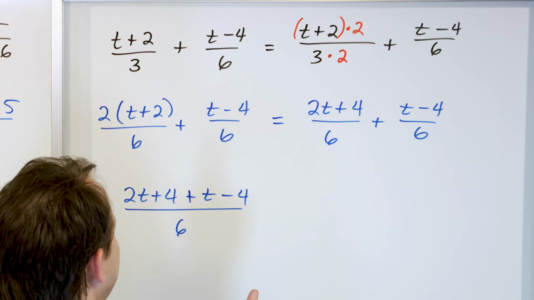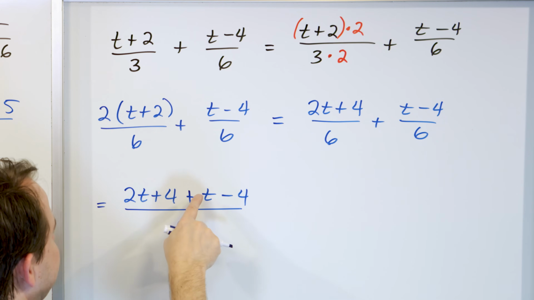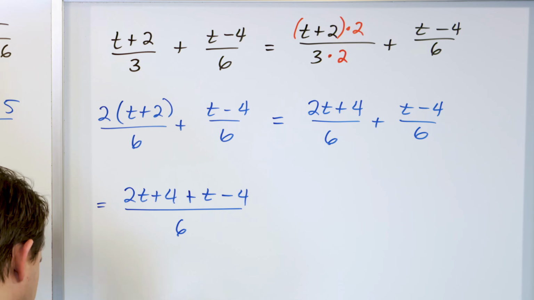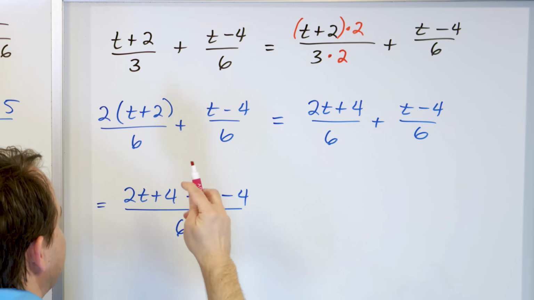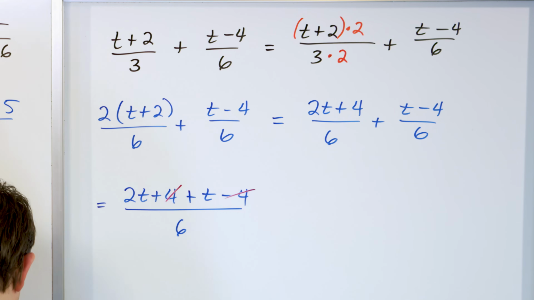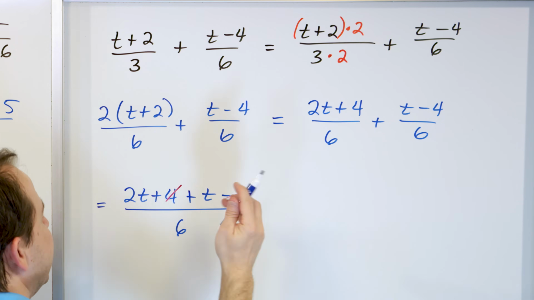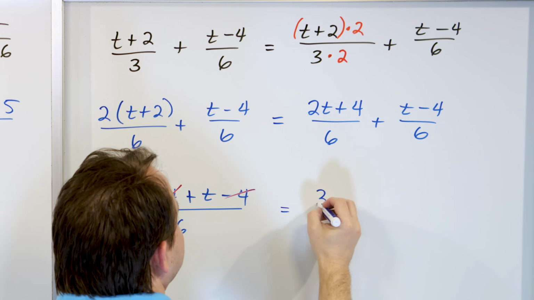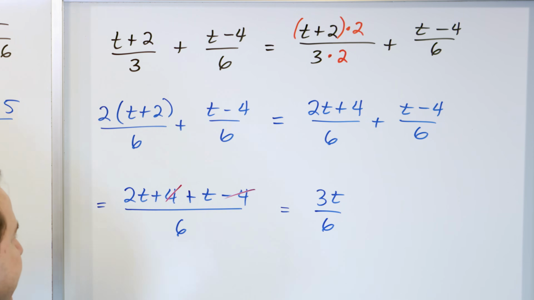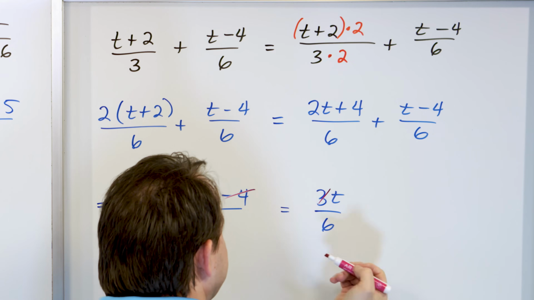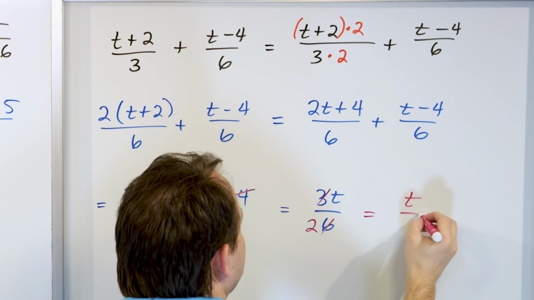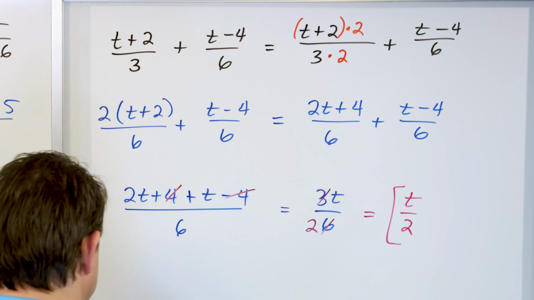All right, so then when I do this, I say, well, I have a 2t and a t, but then the 4 adds with negative 4, and that gives me 0. So if I really want to strike through it, I can. I don't have to, but the 4 and the negative 4 basically go away. So the 2t plus the t is going to give me 3 times t over 6. And then finally, I can divide the top by 3, getting rid of it. The bottom by 3 will give me 2. So the answer is going to be t over 2. And that's the final answer, t over 2.